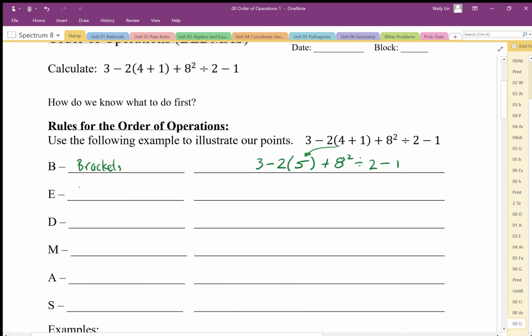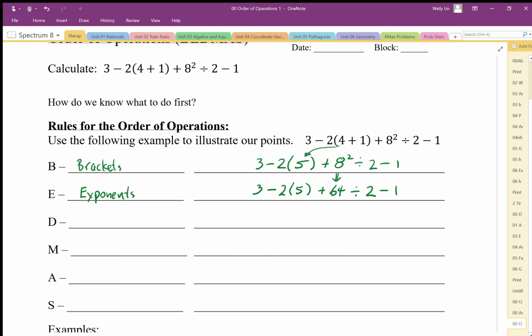So the next one is going to be exponents. E stands for exponents. So I'm going to do the 8 squared. Again, it's very important that you keep track of the 3 minus 2 times 5 plus 64. Here I can see the exponents now being applied. I don't need to show that calculation off to the side or anything. I want to see that embedded right in your work. And again, the most important part is showing all the parts that don't get done. So those are all the parts that don't get done.